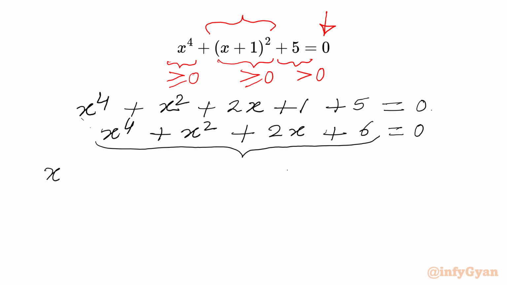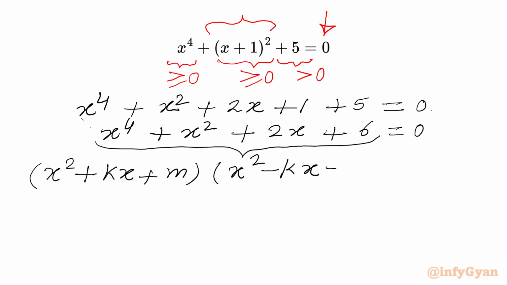So let me write x square plus kx plus m in one bracket. In the other bracket we'll write x square minus kx plus n equal to 0. Here k, m and n all belong to real numbers.